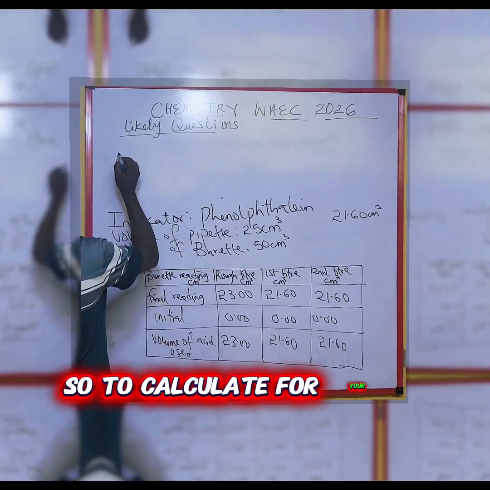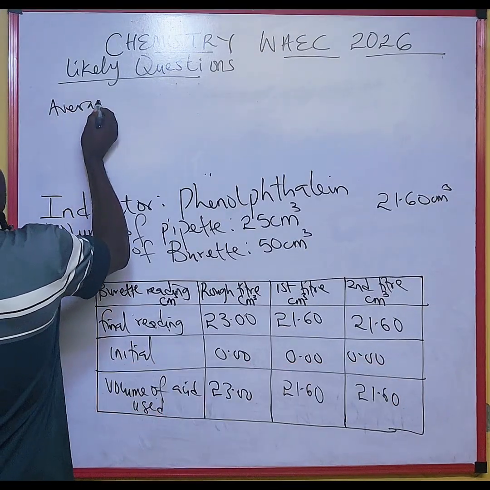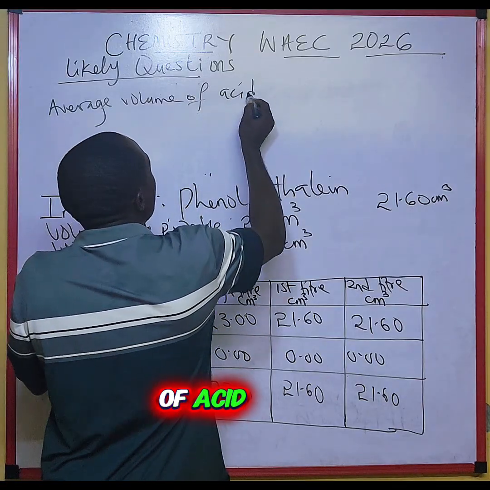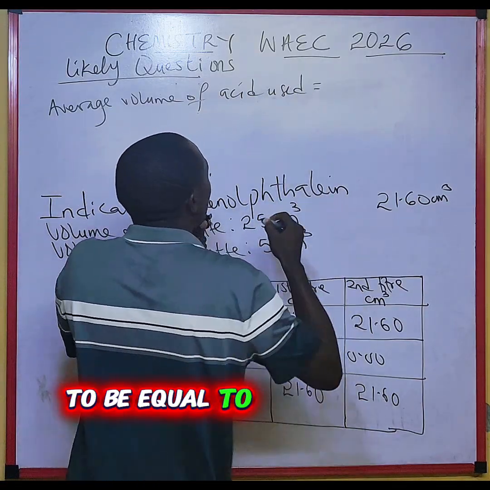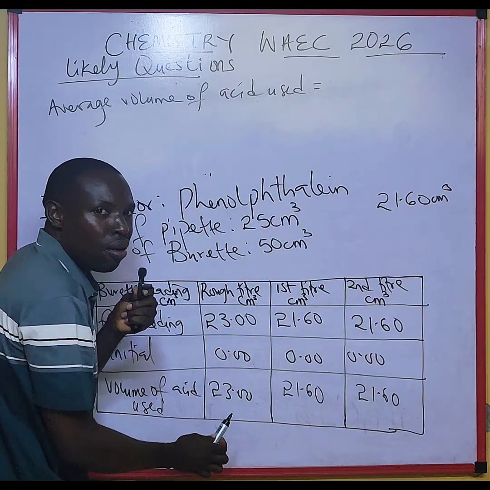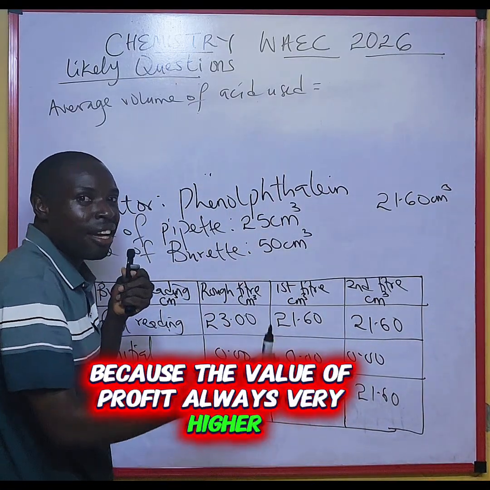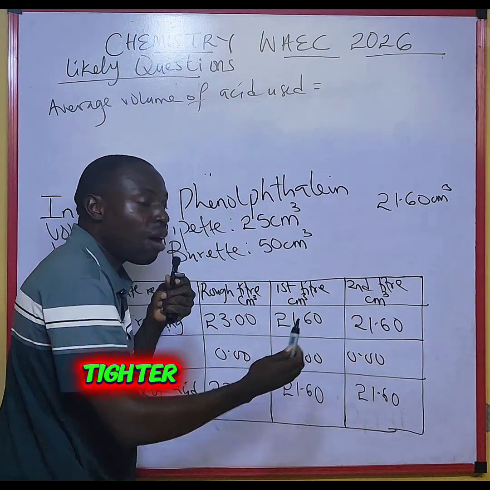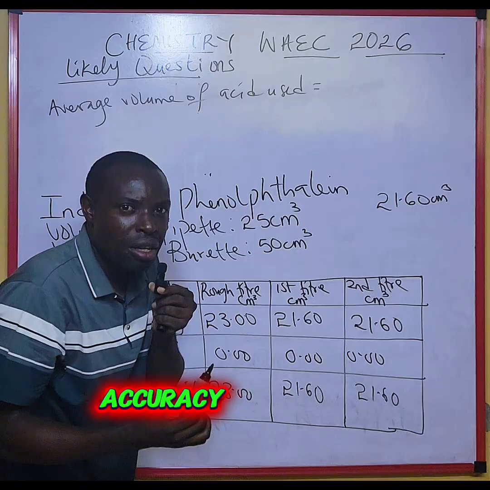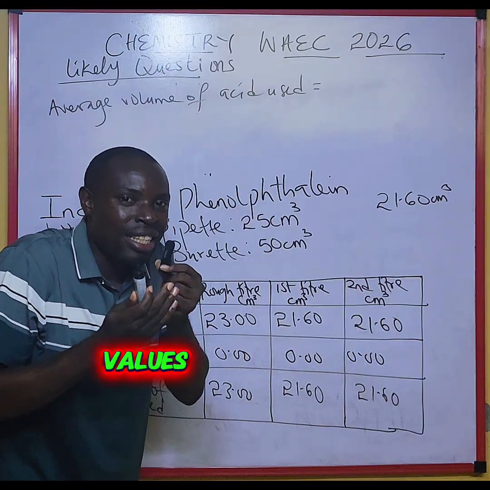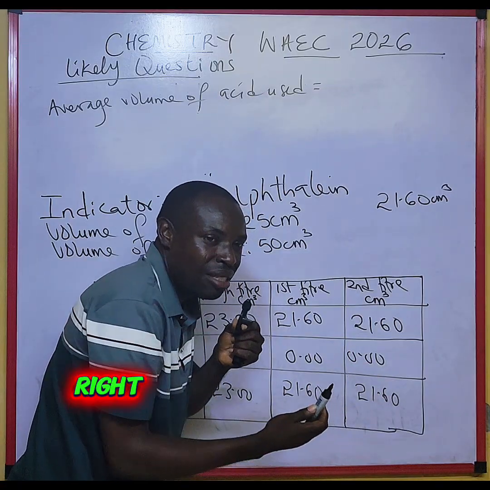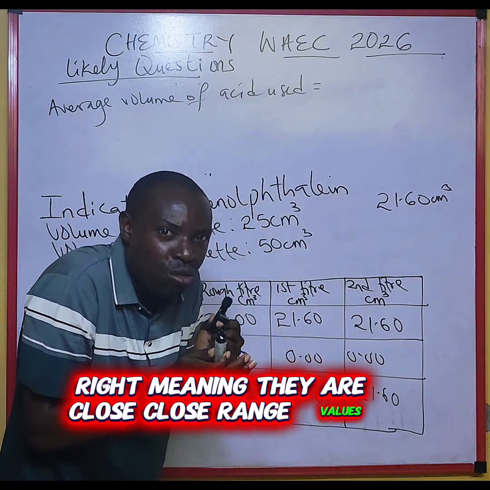So to calculate for your average volume of acid used, it is equal to what now? Most times they don't make use of the rough because the value of the rough is always very high. And while you are picking your titre values, you go for the ones that are closer, meaning accuracy, values that are in concordance. These two values are in concordance, meaning they are close range values.